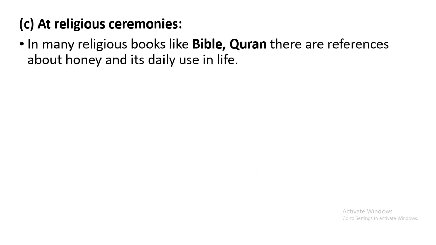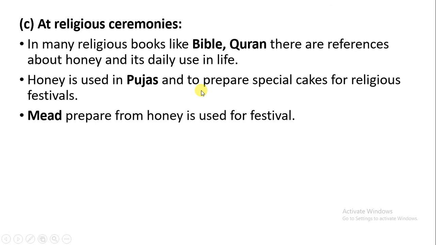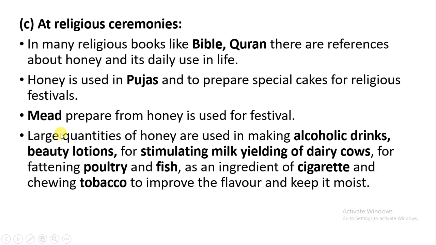Now we will talk about the religious ceremony use of honey. So honey has great importance and is mentioned in books like the Bible, Quran. Okay, so here you can see the importance given to honey, how important it is in daily life. Honey is used in pujas. Okay, for making special cakes also it is used. Then meat is prepared with honey for festivals. A large quantity of honey is used in making alcoholic drinks.